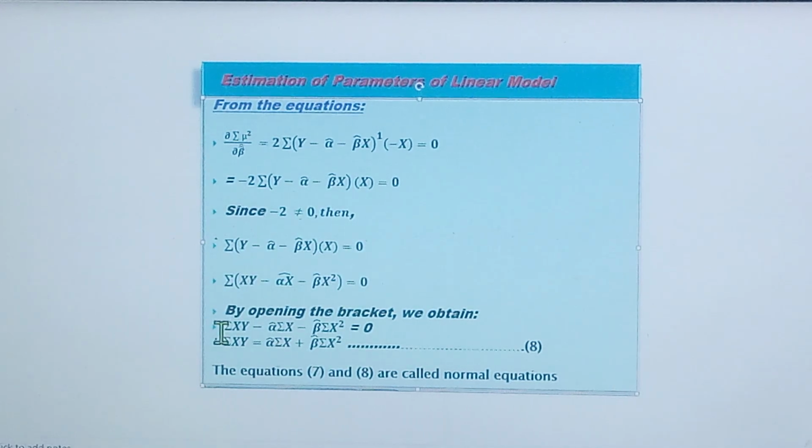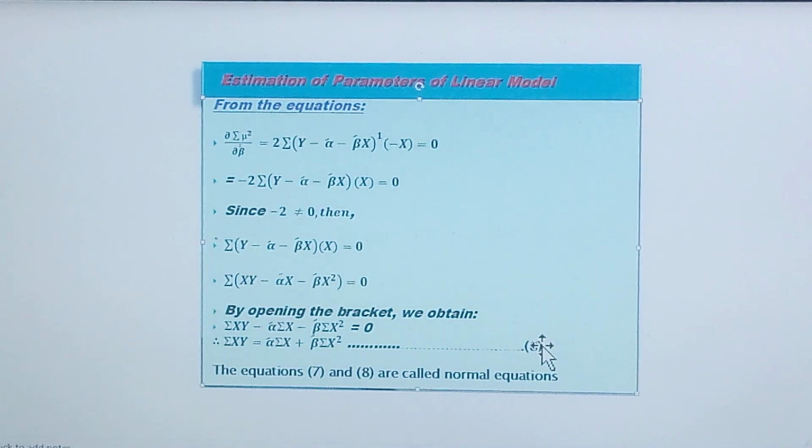So now we open the bracket. Now summation times xy, summation xy. Summation times this will give us alpha summation x, and summation times beta cap x square will give us beta cap summation x square, all equal to 0. So we now make summation xy the subject of the formula to arrive at what we have in equation 8. So equation 8 becomes the second normal equation.